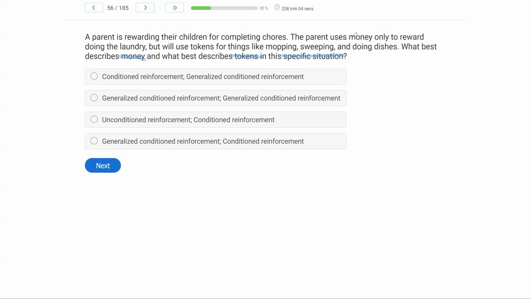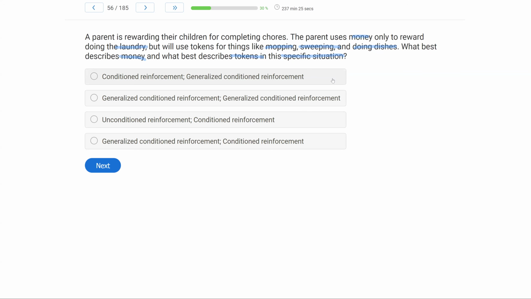In this case, money is used to reward doing the laundry. So right away, we can consider money a conditioned reinforcer because money is conditioned. It's used to reinforce doing the laundry. Now, tokens are a little different. Tokens are also conditioned, but they're used for multiple behaviors, mopping and sweeping and doing dishes. And so instead of just being conditioned reinforcement, these tokens are now generalized. So if we look at A, money would be A, conditioned reinforcement, and tokens would be generalized conditioned reinforcement.